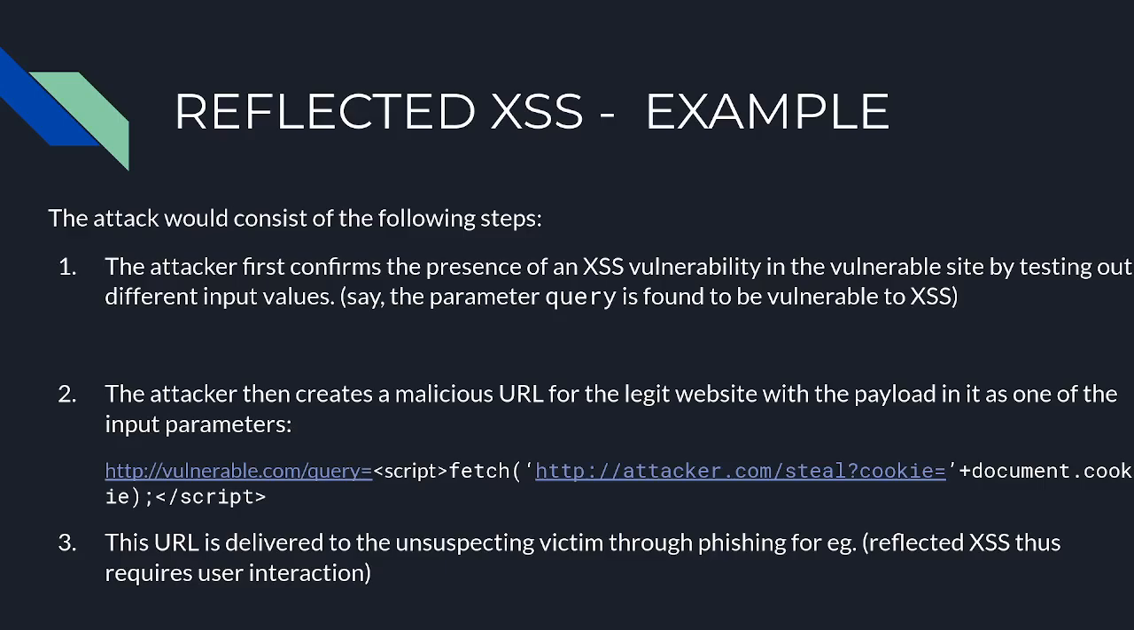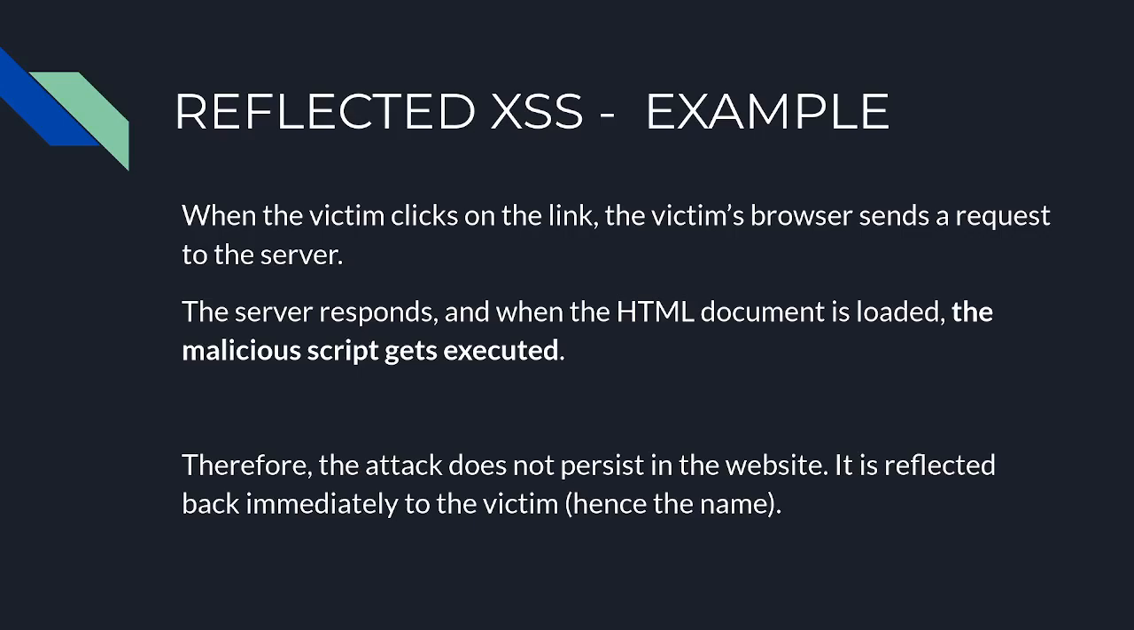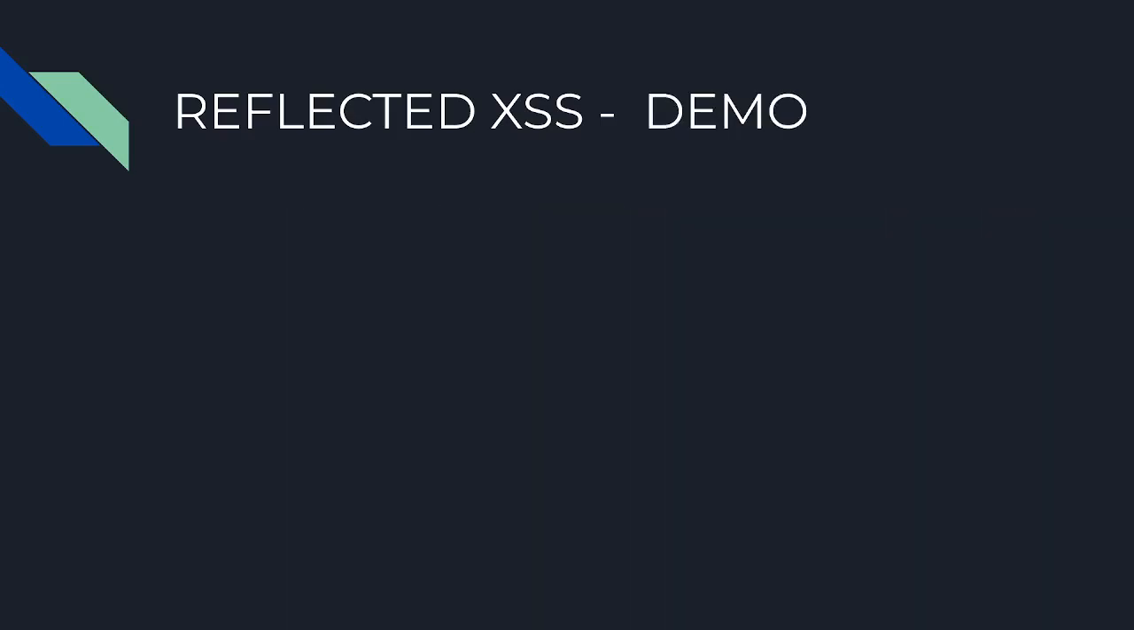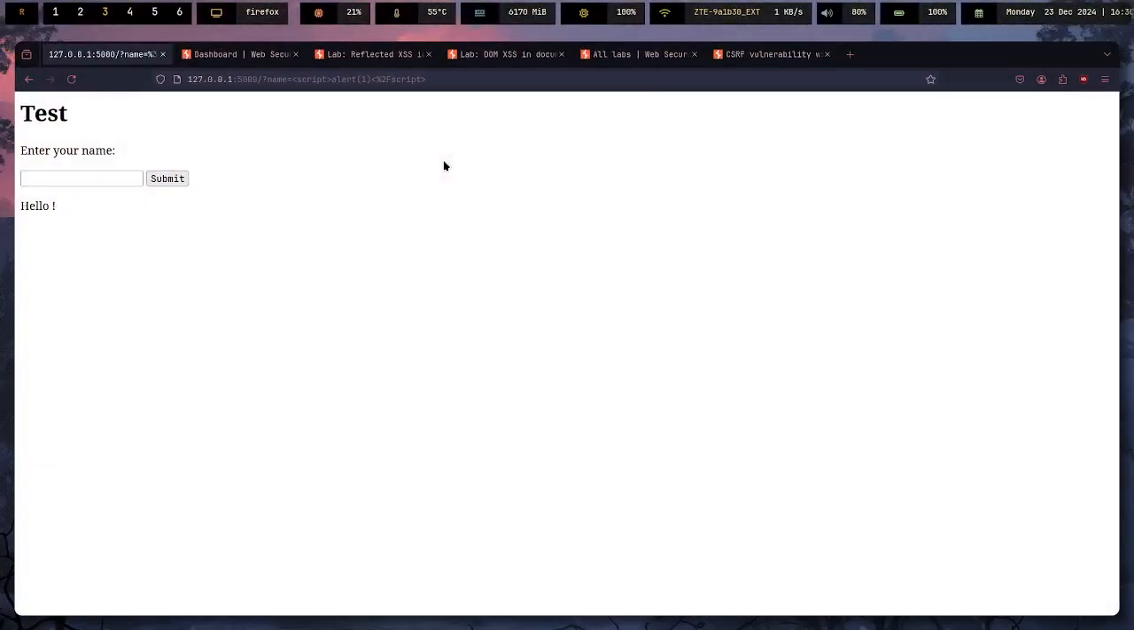So this is very different from stored XSS, which we'll be seeing in a bit. And when the victim clicks on the link, the victim's browser sends a request to the server with the payload in it, right? And the server responds, and then the HTML document is loaded and the malicious script gets executed. So in reflected XSS, the attack does not persist in the website. It is reflected immediately to the victim, and that's why it's called reflected XSS. So we have a demo on PortSwigger that we'll be looking at.